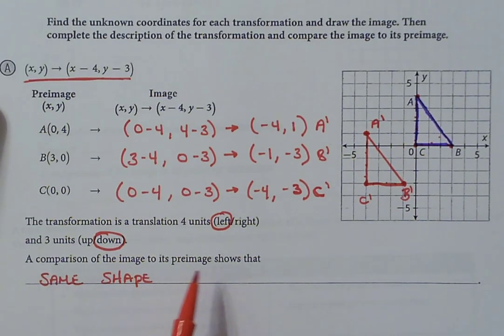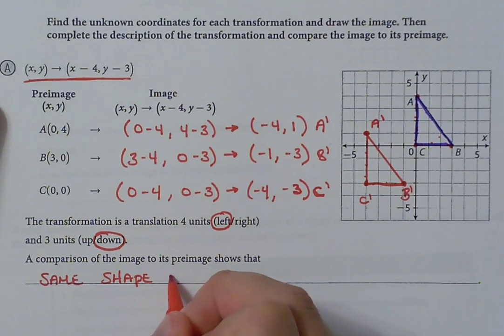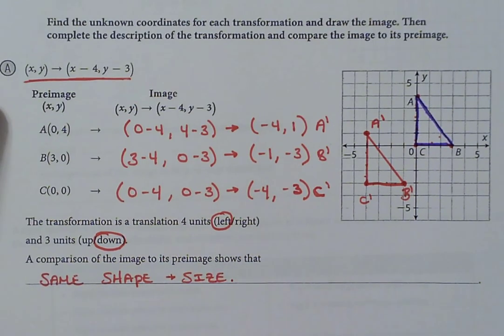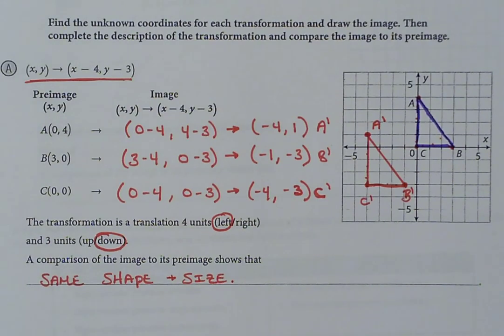So comparing the image to the pre-image shows that they have the same shape and size. There are other ways we could compare these two triangles, but the main thing I want us to focus on is, are they the same shape and size? You will see why when we get to talking about rigid motions. Alright, so with that said, let's continue on.